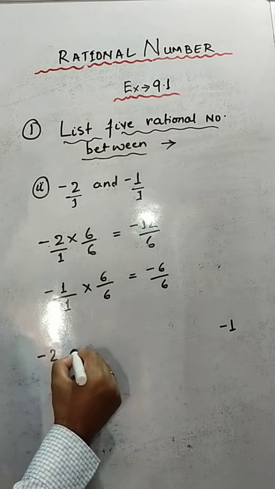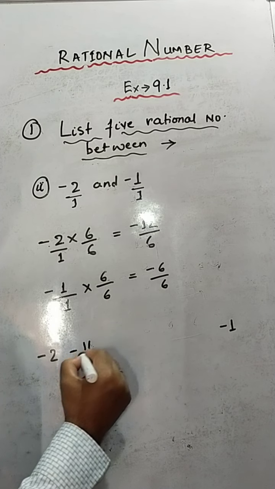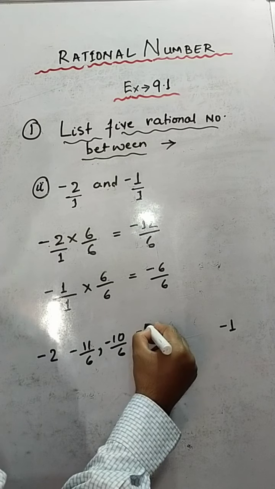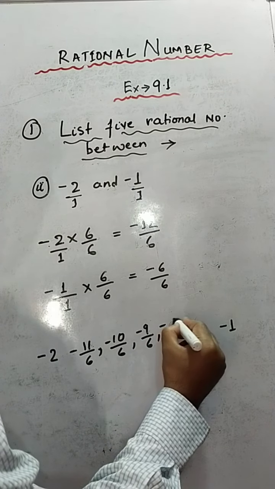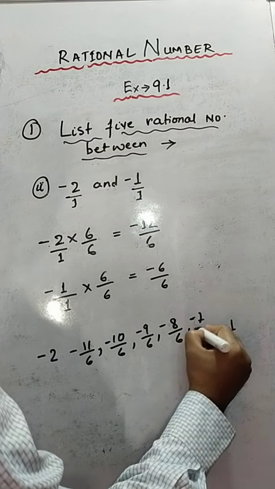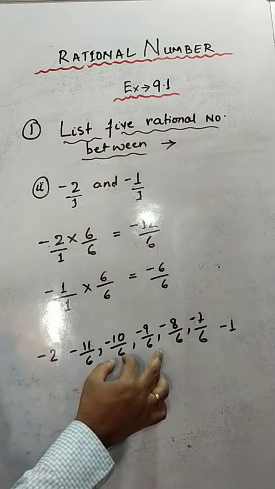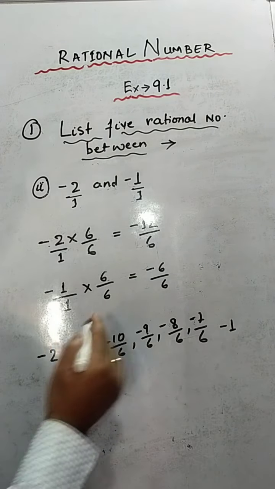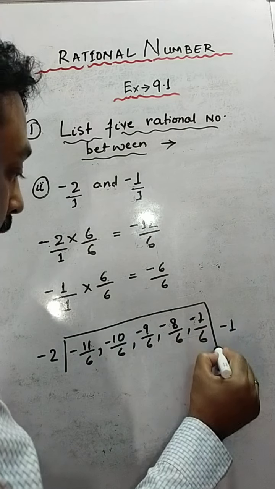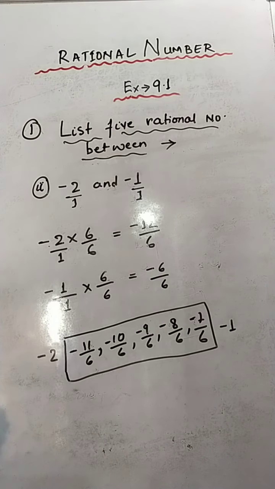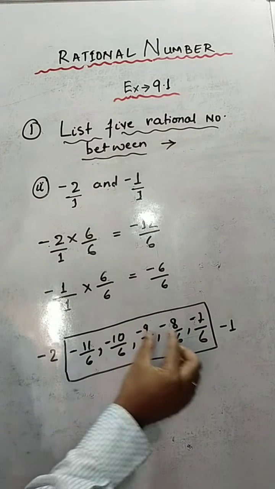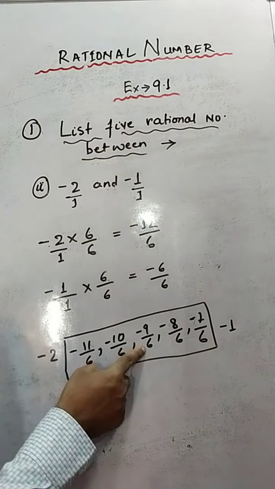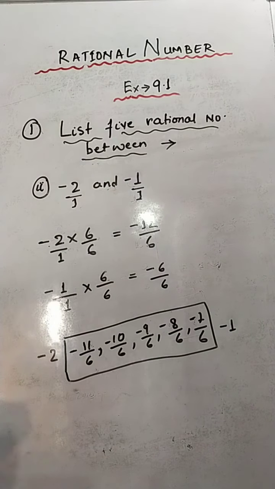So we'll write -11 by 6, -10 by 6, -9 upon 6, -8 upon 6, -7 upon 6. So how many numbers? 1, 2, 3, 4, 5. So these are the 5 rational numbers between -2 and -1. So we'll put it inside the box so that the teacher can understand which are the 5 rational numbers you have written. Okay, that means -11, -10, -9, -8 and -7.